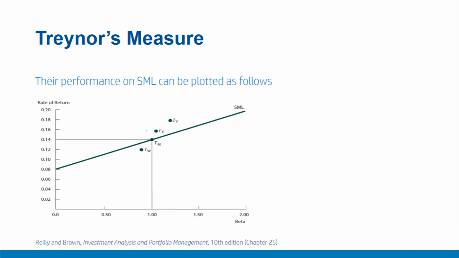As we can see here on this chart, W is below the market portfolio while X and Y are above the market, which is the SML line. So X and Y are above the SML line, W is below the SML line. Their performances are easily plotted and can be understood.